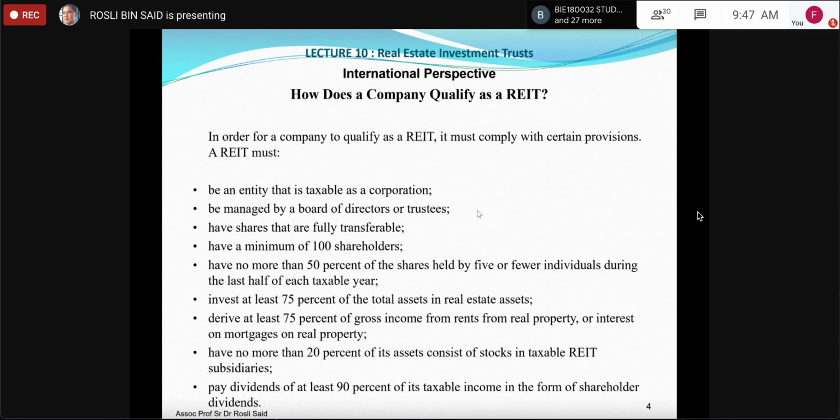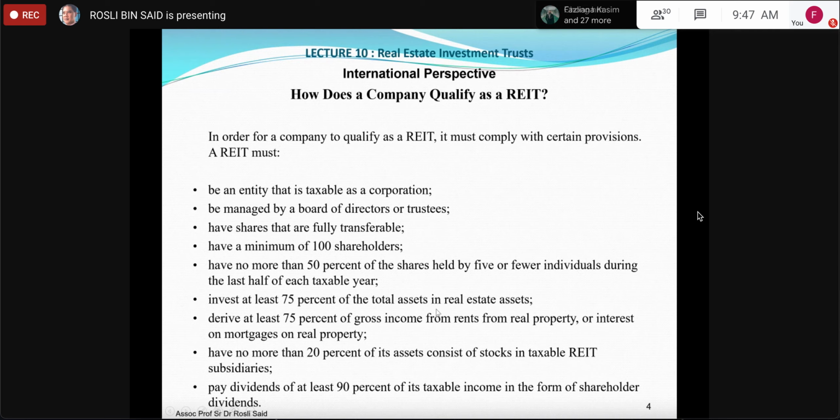So the same like when we learned the mortgage-backed security system, we follow the US, but we change a bit to suit our local context. So the same thing with REIT companies. So this is amongst the things that companies need to have in order to become a REIT company.